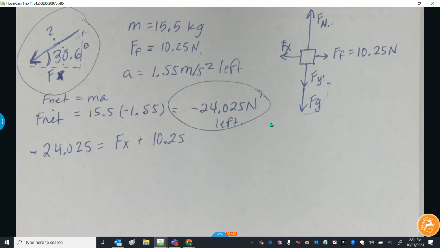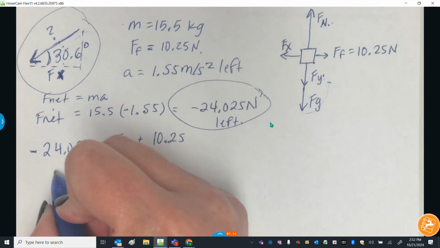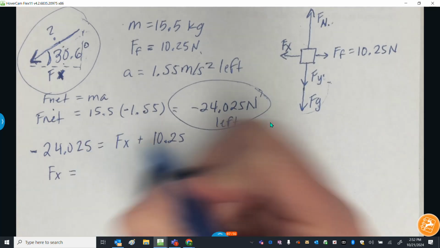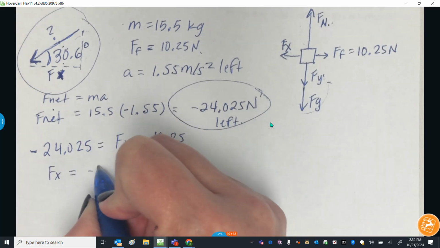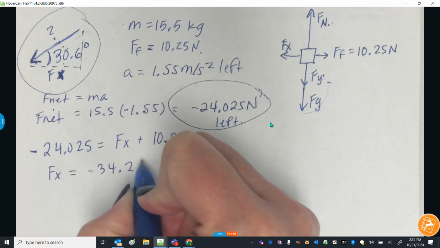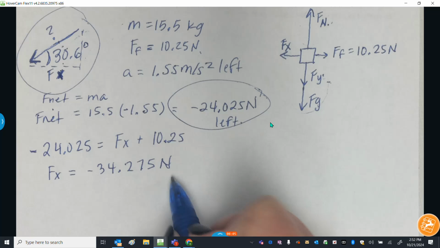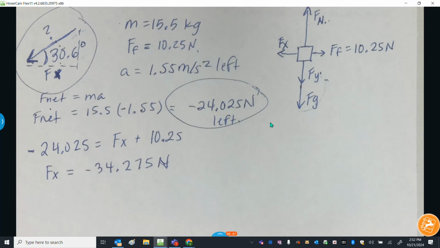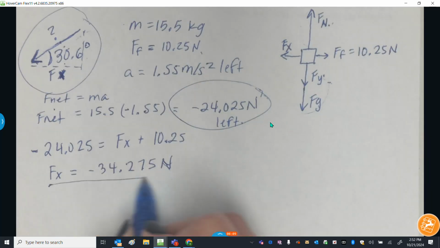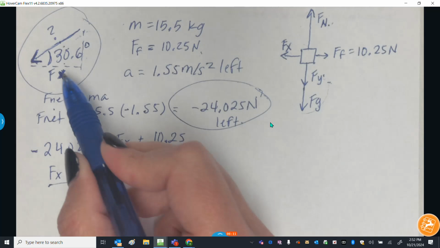and then if I want to solve for Fx, I'm going to subtract that 10.25 from both sides, giving me negative 24.015 minus 10.25, which is going to be a horizontal component that is equal to negative 34.275 newtons. So that's helpful. That is not the answer, by the way, to the question, because this is not the total force from the student. It is only this component.